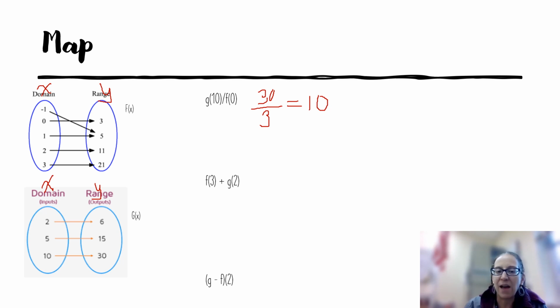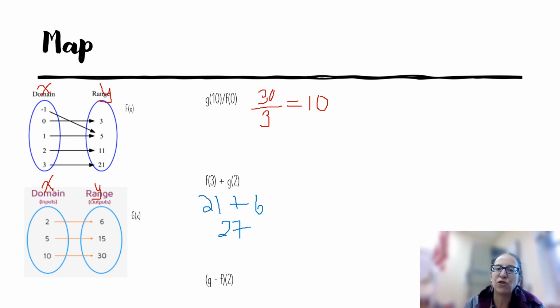Next one is f of 3 plus g of 2. So we come over to our f, and we look for 3. So in f of 3, when x is 3, y is going to be 21. And then I am going to add to that g of 2. So I come down here to function g, and that g of 2 is mapping over there to a 6. And so 21 plus 6 is 27.